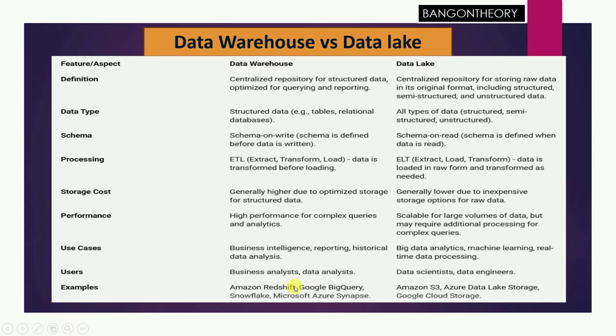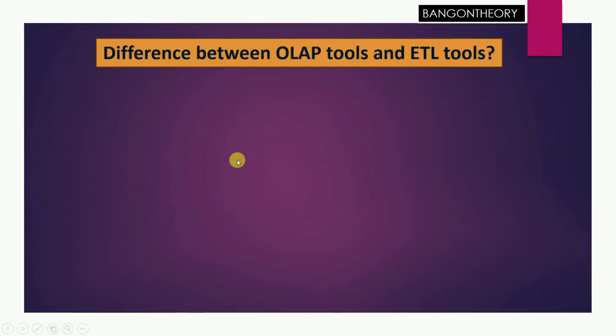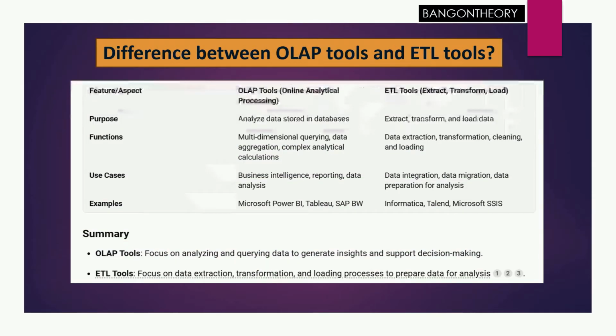And examples are Redshift, Google BigQuery, Azure Synapse, and data lake S3, AWS Gen 2, Google Cloud Storage. So the next question is the difference between OLAP tools and ETL tools. OLAP tools, online analytical processing, we have discussed in the previous slide, and ETL tools, we have also discussed.